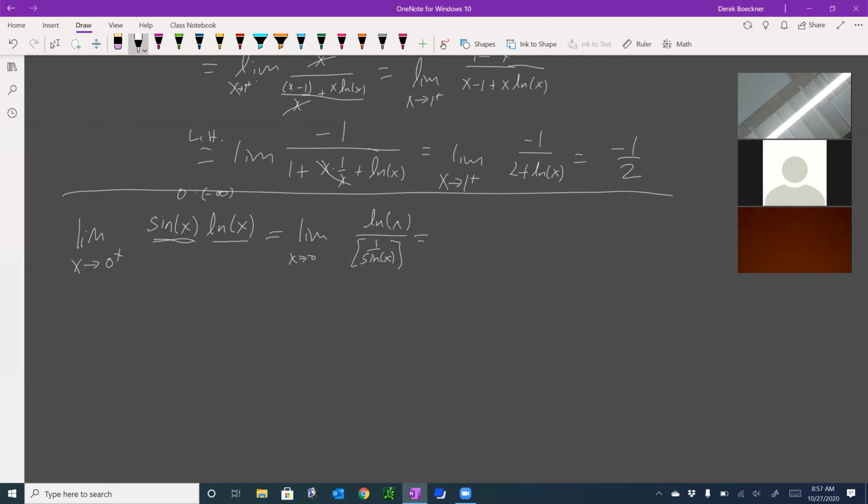And I would probably rewrite this as limit x goes to 0 from above of natural log of x over the cosecant of x, because we have derivative rules for the cosecant, where I would otherwise be tempted to use the quotient rule on 1 over the sine. Okay, so by L'Hopital's rule, this is the limit as x goes to 0 from above of 1 over x over, what is the derivative of the cosecant? Yep, minus cosecant cotangent.